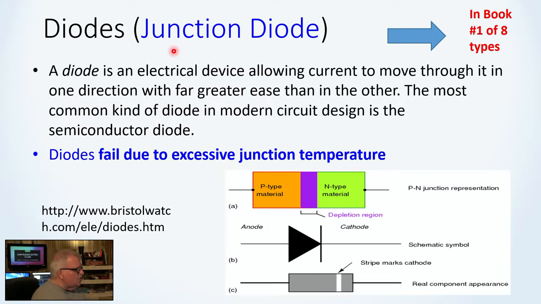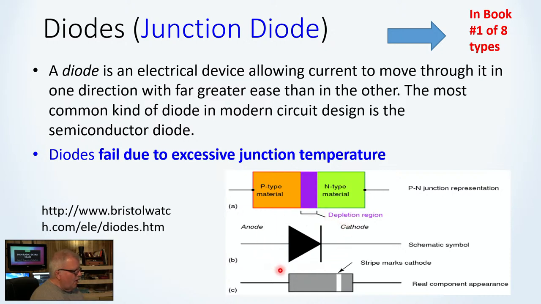These are called junction diodes. You have a junction of P-type material that is right up against N-type material. So here's the P-type material, and it really is physically right up against the N-type material, but the two, because of their atomic nature, have a depletion region in the middle. And this depletion region has to be overcome. We'll talk about that here in a second. These are the most common kinds of diodes.